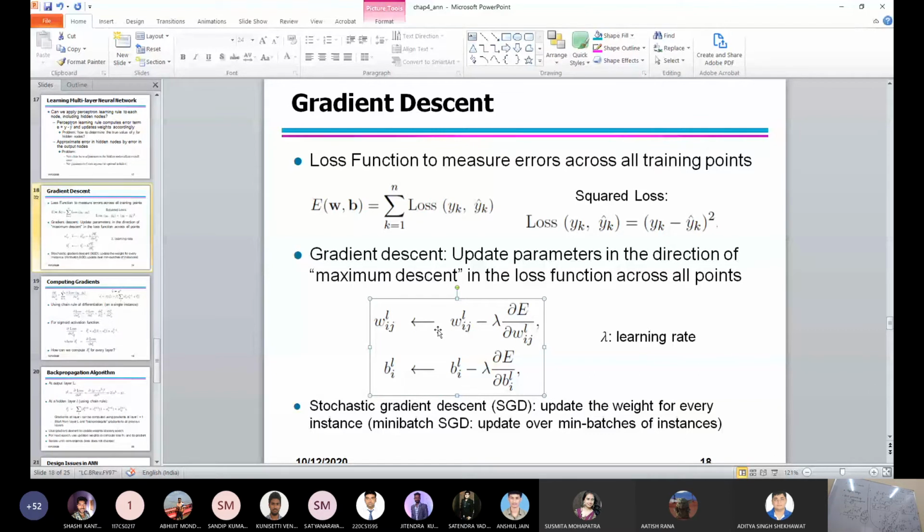You have to say yes or no, something, then only I can proceed. So here we are using gradient descent to detect the error or to decrease it.